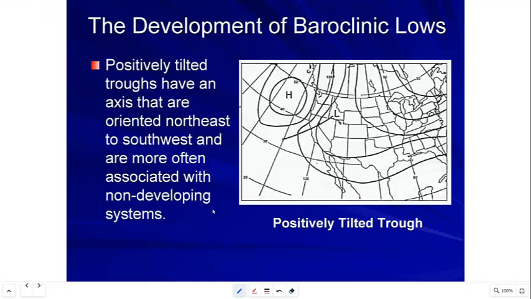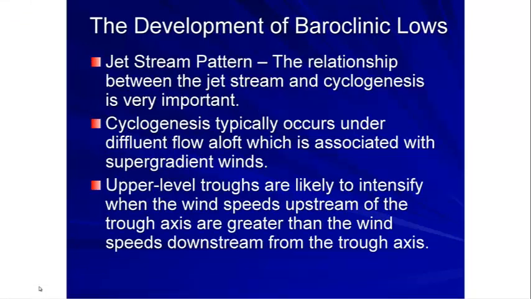So that's why when forecasting and analyzing troughs, amplitude, locations, and tilt, you want to find the troughs that are at best neutral or going negatively tilted. Those are the ones that will help aid in a more rapid cyclogenesis on the surface.